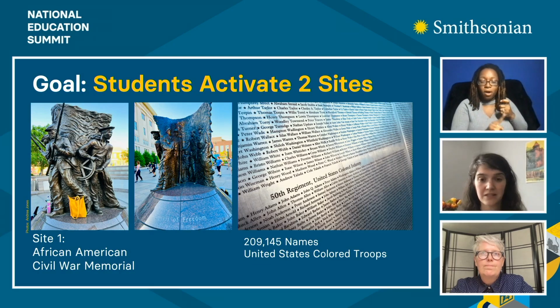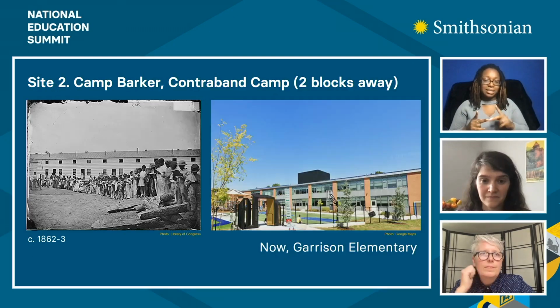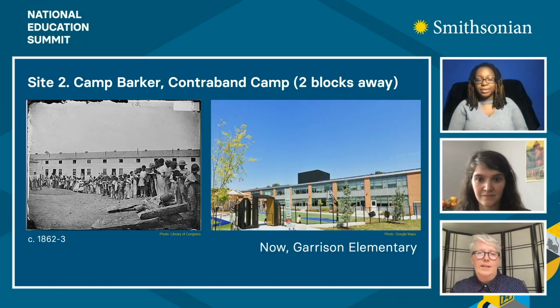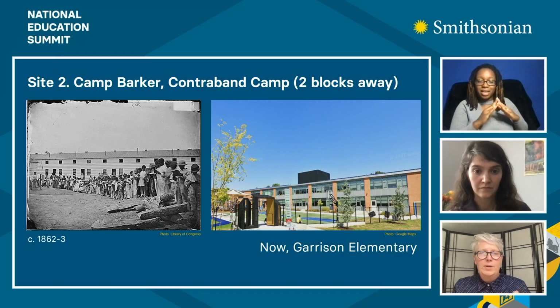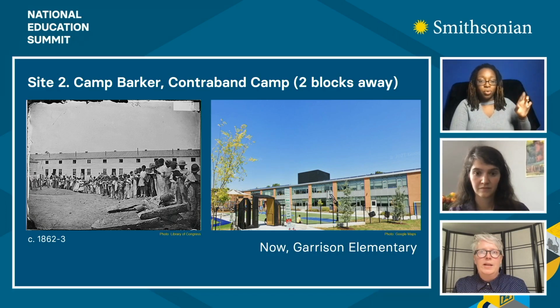So first goal, students create some type of activation related to this site. Second site, Andrea can tell you more about on the next slide. So the second site came up when we were studying the first site. So we're looking at context, right? We've got this memorial about the Colored Troops in this area of town called the U Street corridor. And it has a long, illustrious history of being this center of Black culture. It used to be called Black Broadway at one point.